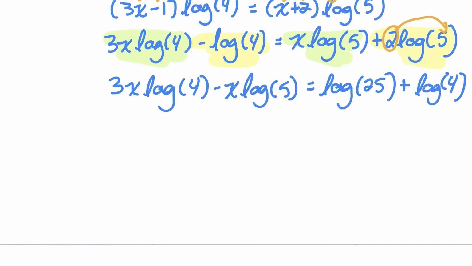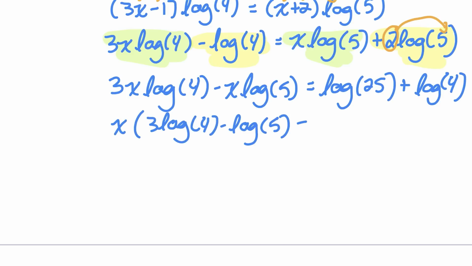Bring over the negative log 4, becomes plus log 4. Now I notice both terms on the left have an x, so I'll common factor out an x, which will give me 3 log 4 minus log 5. On the right, I have 2 logs being added. I can use the product rule of logs, which tells me I can write it as a single log by multiplying their arguments. 25 times 4 is 100. Oh, and log 100, what exponent goes on 10 to get 100? That's just 2.